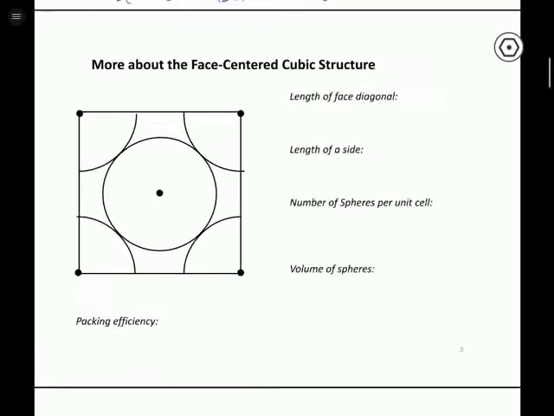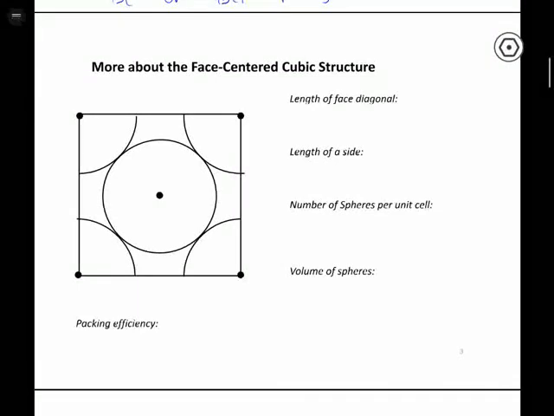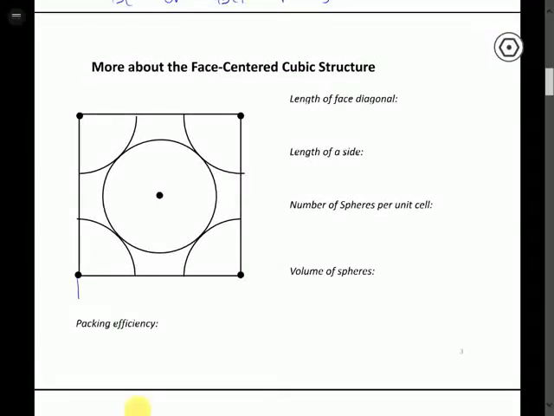So what I'm showing here is a two-dimensional cutout of one of the faces of the cube. This is the side length a, which we define as the length of the side of the cube. And then as we run through the diagonal here, we have one radius for the corner atom, we have 2r to go through the center, and another radius.